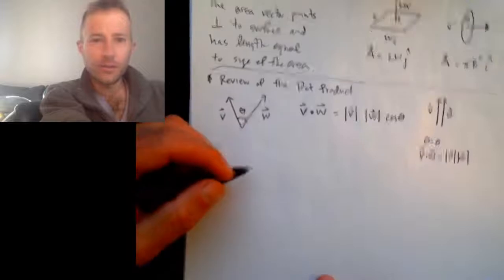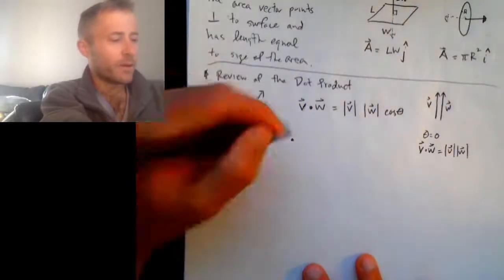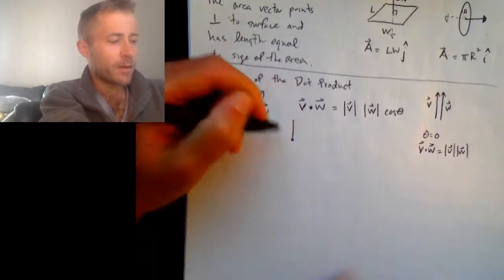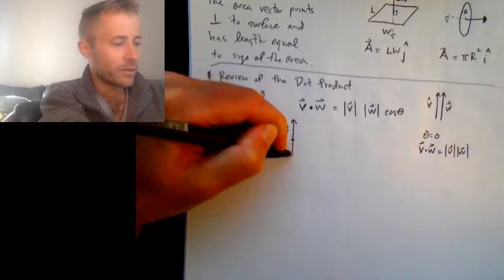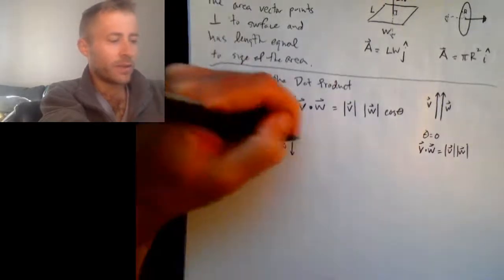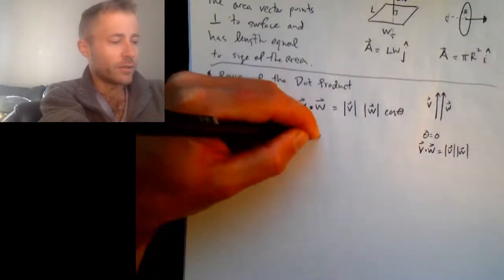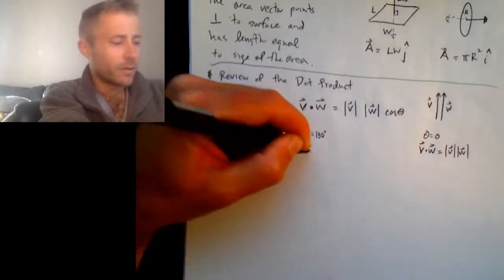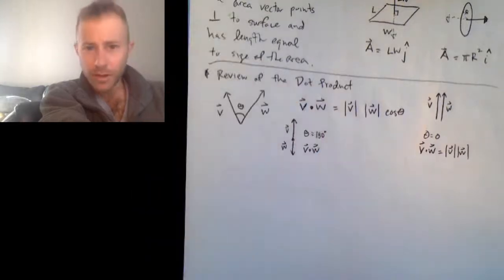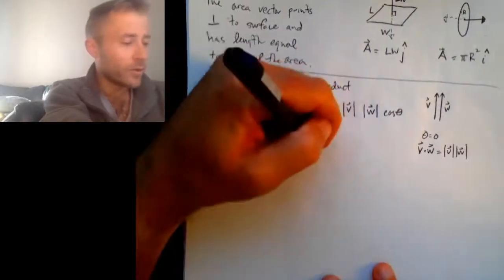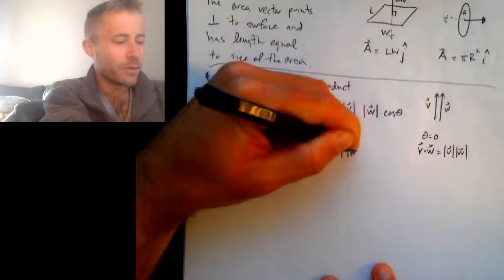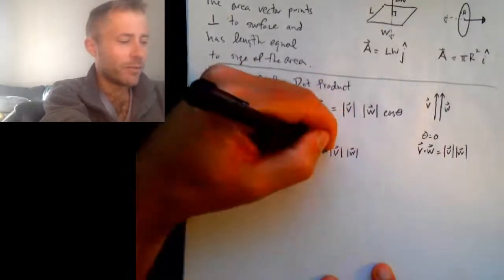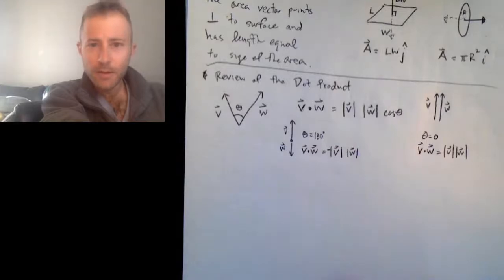If you have a situation where v and w are in opposite directions, so maybe v is going this way and w is going this way, then in this case the angle is 180 degrees, and the cosine of 180 degrees is -1. So v dot w would be the magnitude of v times the magnitude of w times -1. Okay, so it's negative v times w.